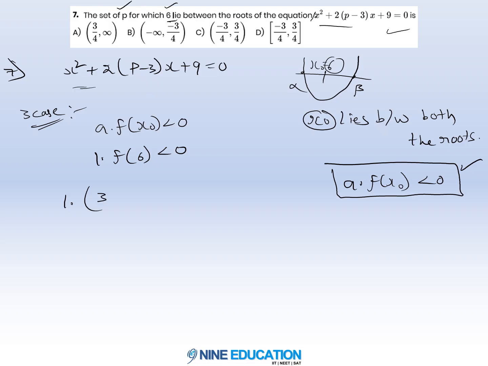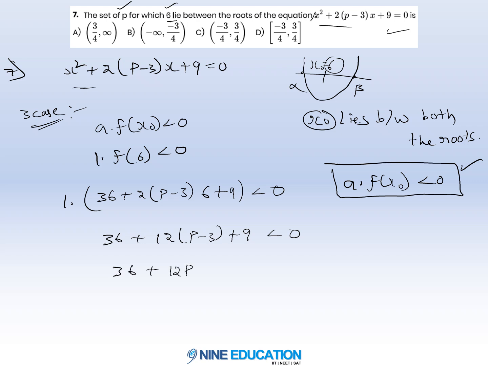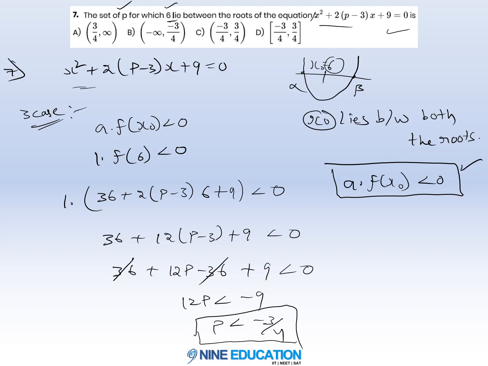So 6 square, which is 36, plus 2 into (p minus 3) into 6, plus 9 should be less than 0. So 36 plus 12 into (p minus 3) plus 9 less than 0. 36 plus 12p minus 36 plus 9 less than 0. Plus 36 minus 36 gets cancelled. So 12p is less than minus 9. So p should be less than minus 3 by 4. That means p belongs to minus infinity comma minus 3 by 4, which is option B.